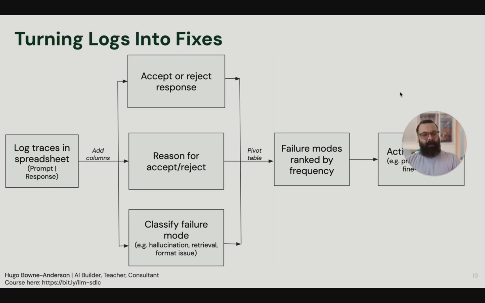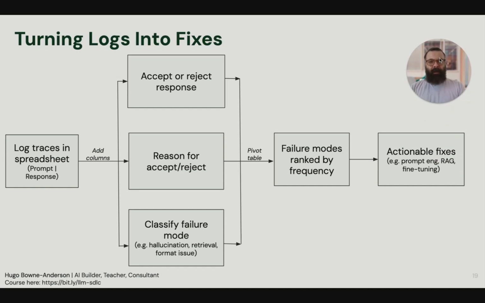So now we have these logs. We want to turn them into fixes. How do we do that? So if we have them in a spreadsheet, for example, we add columns as we've just done in the JSON viewer. So we can take that JSON and put it in a spreadsheet. We want to accept or reject a response. We want to look at the reason for accepting or rejecting and state that. Then we want to classify the failure mode.